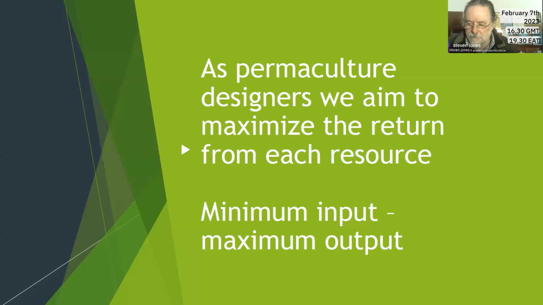As permaculture designers, we aim to maximize the return from each resource. We're trying to use design thinking so that we do the minimum amount of work. We do the minimum input required that creates the maximum output. If we're doing a task, whatever that task is, and it's laborious and heavy and the return is very small, we're probably doing it wrong. Permaculture kind of teaches us that hard work is a symptom of bad design. If we're throwing resources, throwing money at solving a problem, we're not really solving the problem, we're kind of feeding it. So how to maximize the return from every resource?